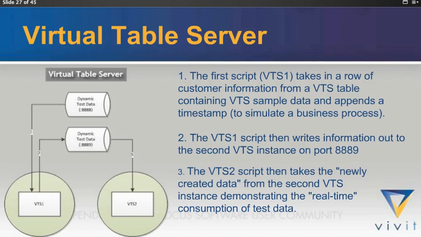So the first script takes in a row of customer data from a table within VTS, and in my example appends a timestamp to it to simulate a business process. The first script, VTS 1, then takes the information and writes it out into a second table, again held in VTS, and then a second script takes that newly created data. But rather than talk you through it on the screen, I'll show you a demonstration.